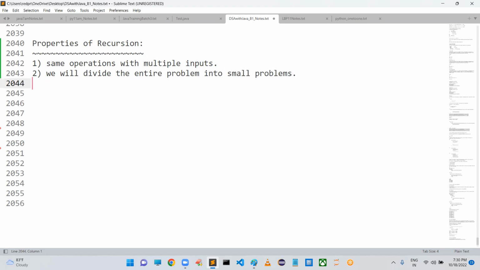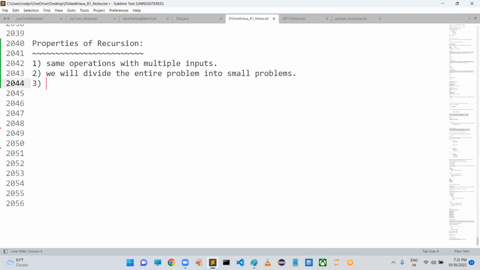Suppose I have a big problem. We may be able to solve that big problem, but it may not be possible directly in one step. That's why we will divide this problem into small problems so that we can solve these individual problems. Once you get a solution for these individual problems, by combining all the solutions, you are going to get the solution for the main problem.